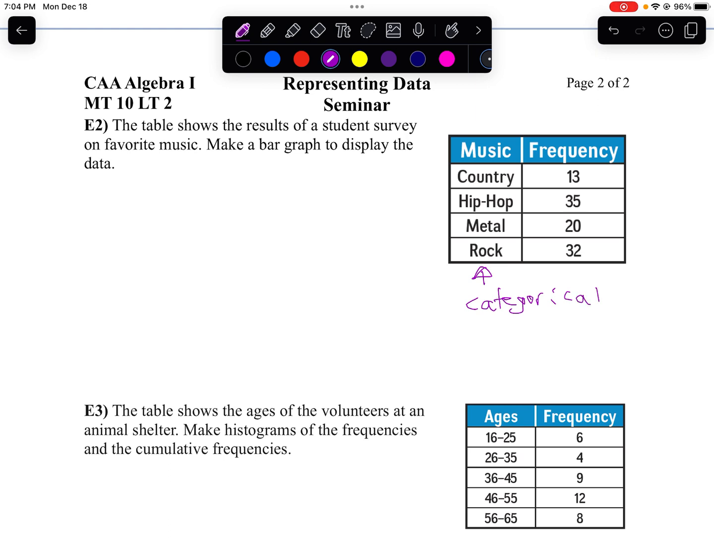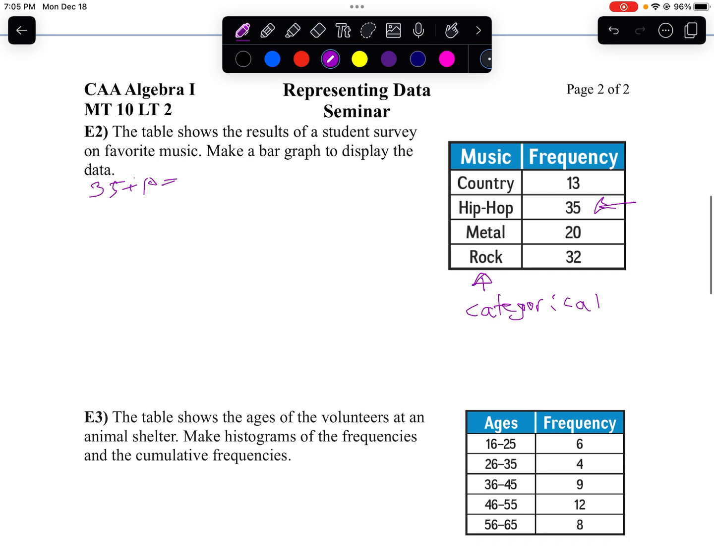And notice I want to go up to 35. So if I take 35 divided by 10, I get 3.5. And so I'll round that up and I'll count by fives. So now it's almost the same thing as we did with the dot plot, except we're going to use bars. And like I said, I'm going to count by 5.